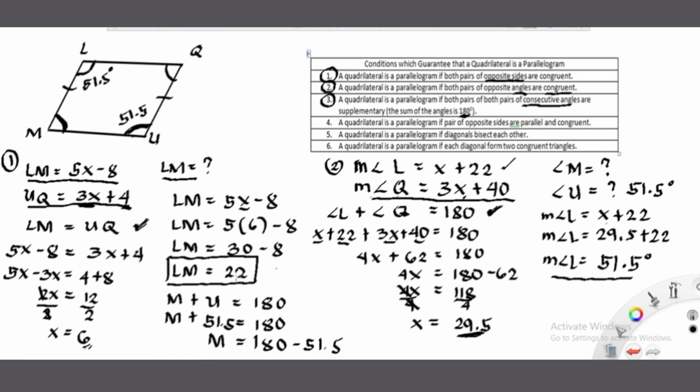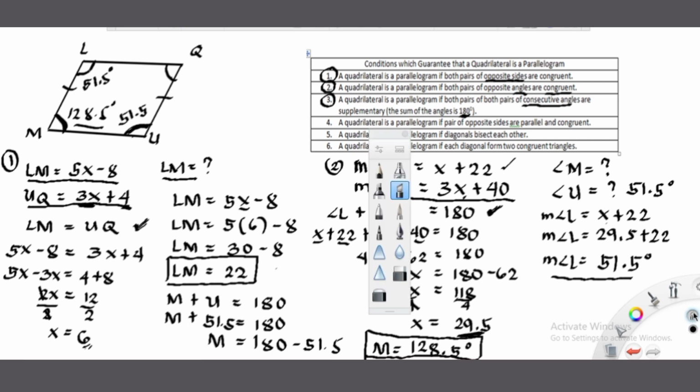Okay? So, what's the answer? So, let me write here the answer. So, 180 minus 51.5 degrees, that will give us 128.5 degrees. Alright? So, angle M is 128.5 degrees. Okay, 128.5. So, pag inadd natin ng 128.5 sa 51.5, that will be equal to 180 degrees. Alright? Let us have another example.